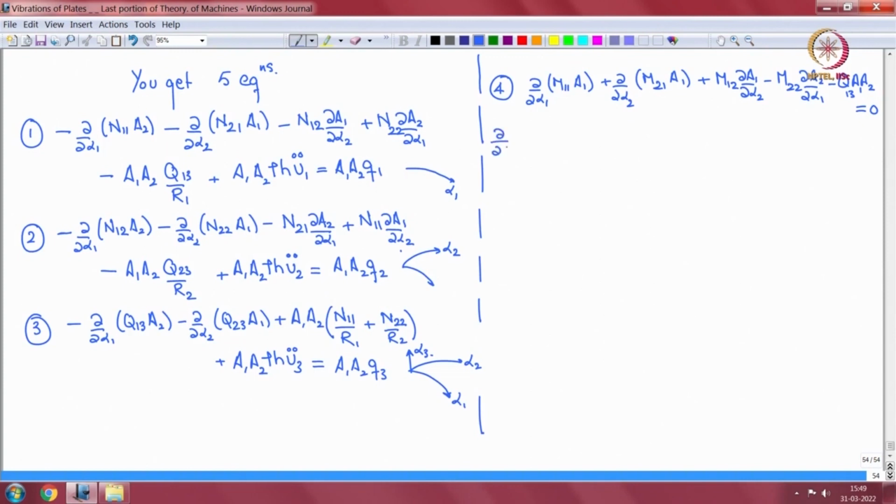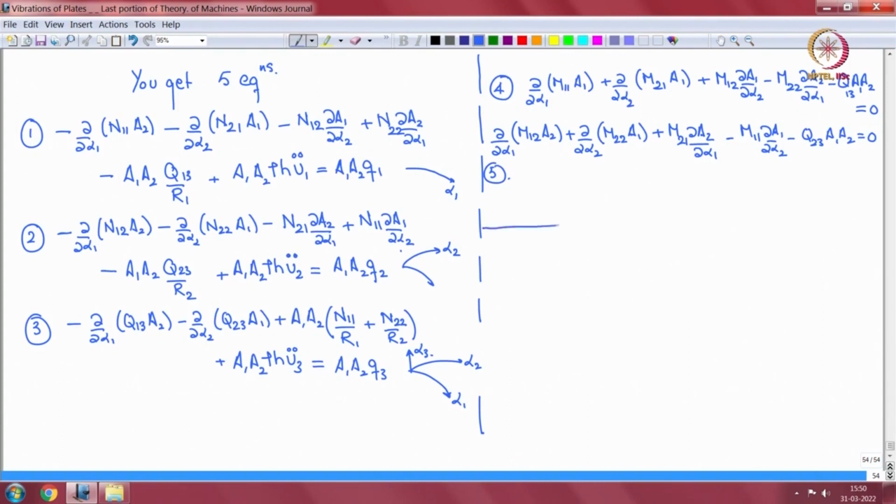Then del alpha 1 M12 A2 plus del alpha 2 M22 A1 plus M21 del A2 by del alpha 1 minus M11 del A1 by del alpha 2 minus Q23 A1 A2 equal to 0. This is the fifth. So those are the 5 equations.